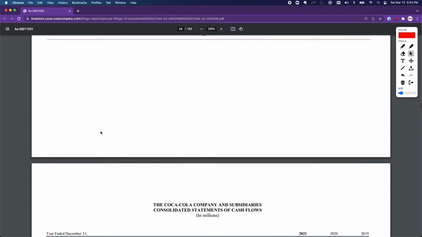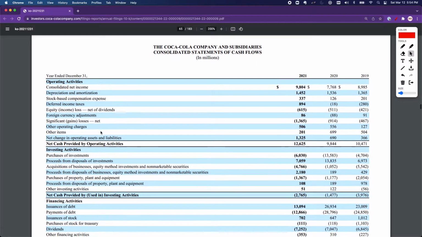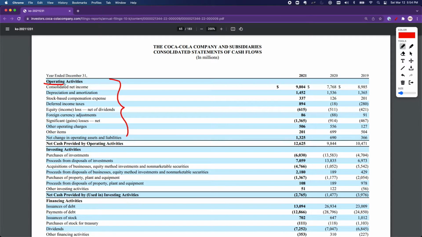Perfect. So the first thing to note here is that we have the three main sections that we discussed, right? The first one is the CFO, or cash flow from operations. The second one is the cash flow from investing activities, or CFI. And then lastly here we have the cash flow from financing activities, or CFF. All right, so it's pretty straightforward.